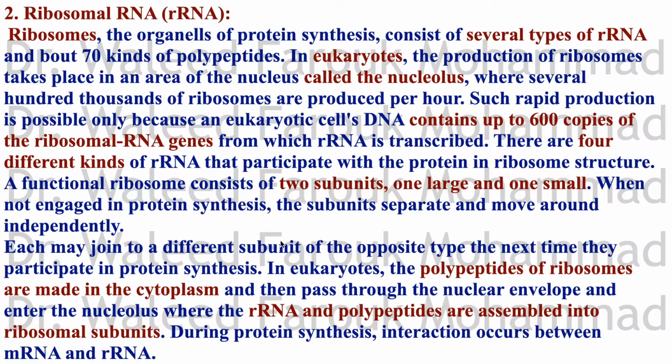Ribosomal RNA. Ribosomes consist of several types of RNA and about 70 kinds of polypeptides. In eukaryotes, ribosomes are produced in the nucleolus, which is inside the nucleus, with several hundred thousand ribosomes produced per hour.